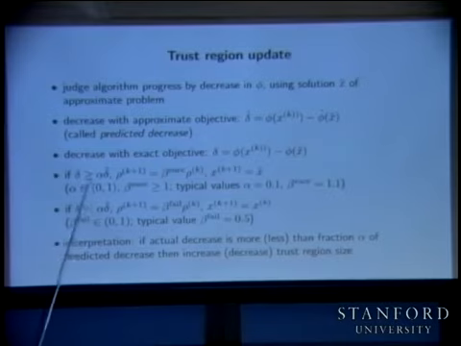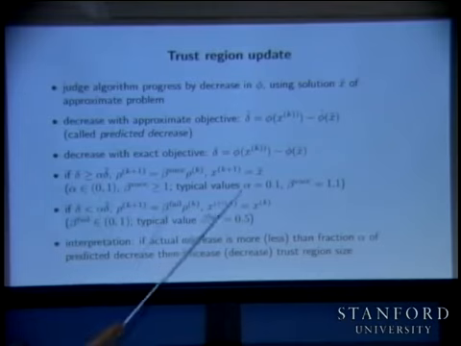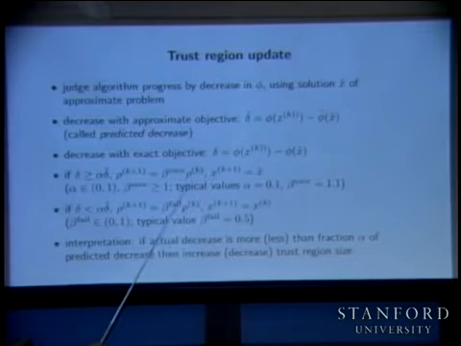So if in fact your actual decrease is some fraction alpha, typically like 10%, of the predicted decrease, then you accept this x tilde as your next point, and you crank your trust region up by some success factor. By the way, this is just one method. I mean, this is just one sort of method for this. There are many others.